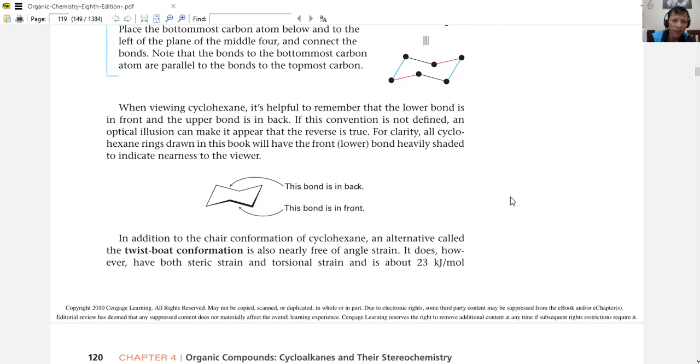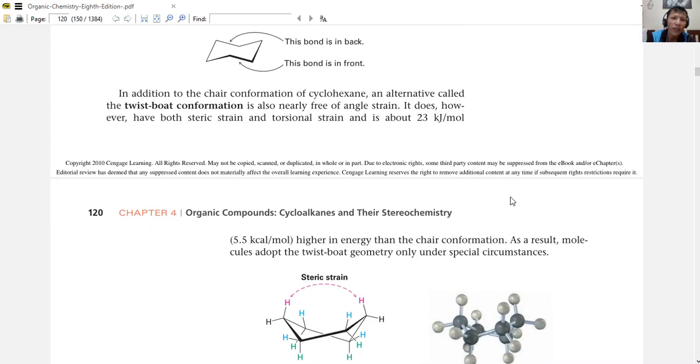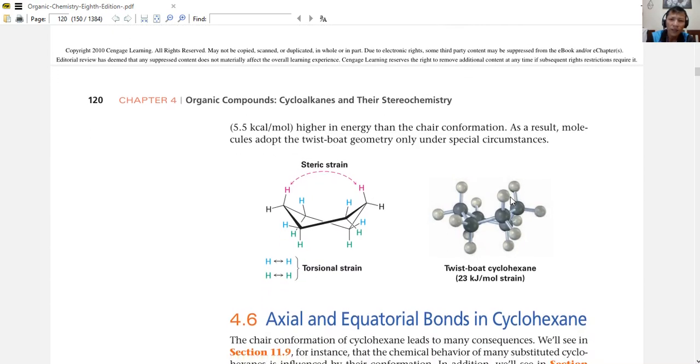We're not kids anymore. In addition to the chair conformation of cyclohexane, there is an alternative called the twist boat. So some scientists call it the chair conformation, while others also call it the twist boat. It is a boat which is twisted. Okay, it's somewhat a boat. The one side is twisted, so it's called the twist boat conformation. It's also nearly free of angle strain. So another way of drawing it, actually. This is somewhat a boat, a twisted boat.